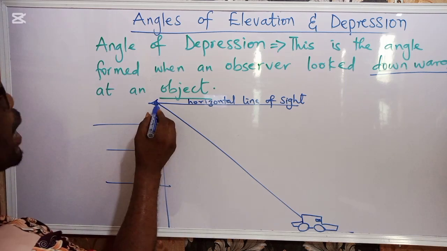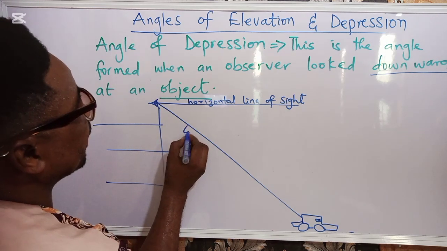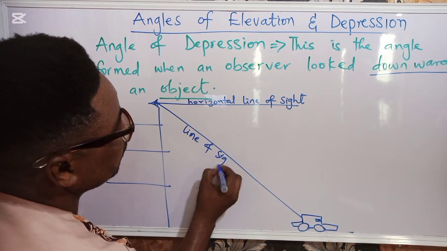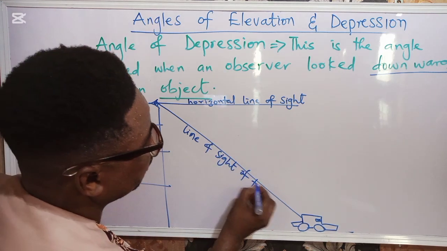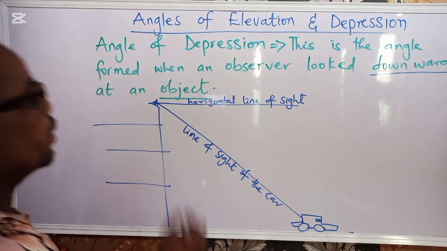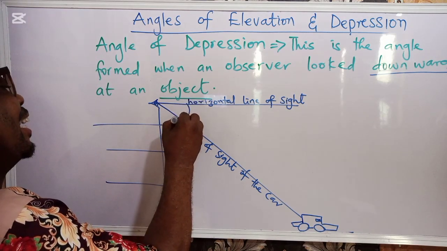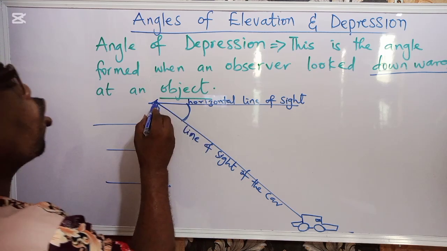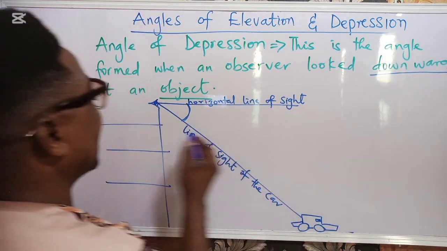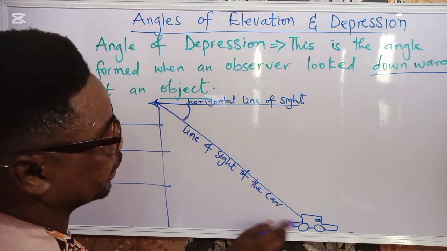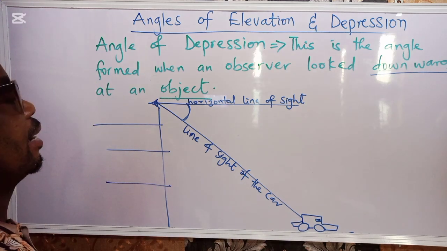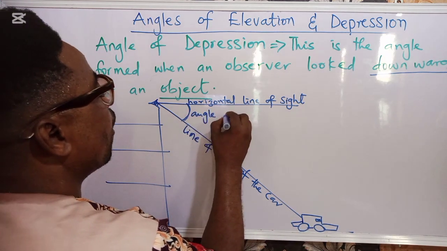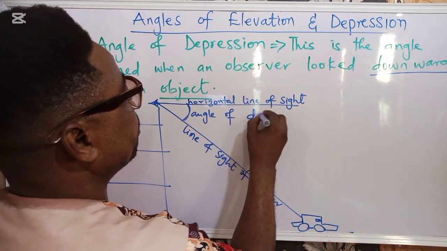Now, he has formed an angle between the line of sight of the car, and the angle is here. Class, the angle is not here. The angle is here. It's between the horizontal line of sight and the line of sight of the object. The object here now is the car. Look at it. So this is the angle of depression.